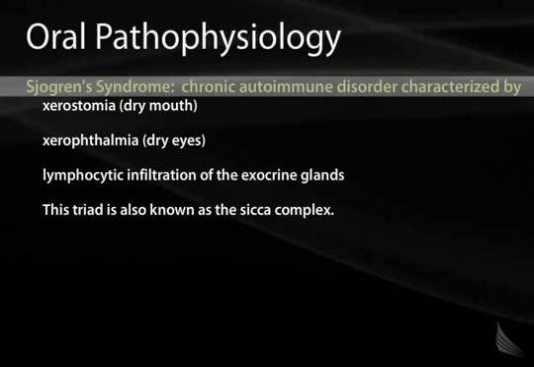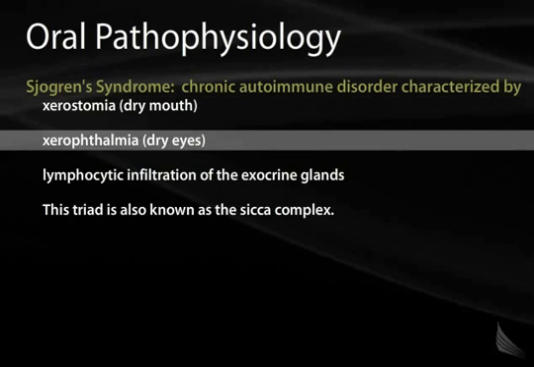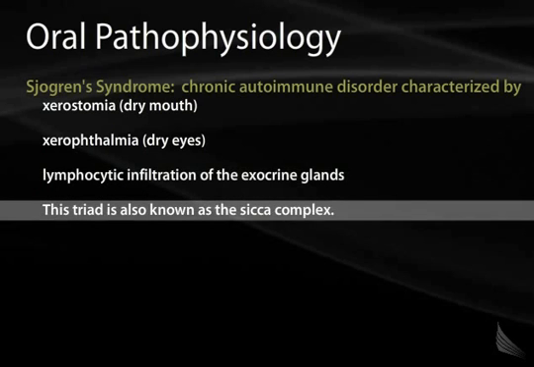Sjögren's syndrome is a chronic autoimmune disorder which is characterized by xerostomia, which is a dry mouth, and xerophthalmia, or dry eyes. It's manifest by lymphocytic infiltration of the exocrine glands. This triad is also known as the sicca complex. Sjögren's syndrome can be part of other disorders, such as rheumatoid arthritis, or can exist on its own.